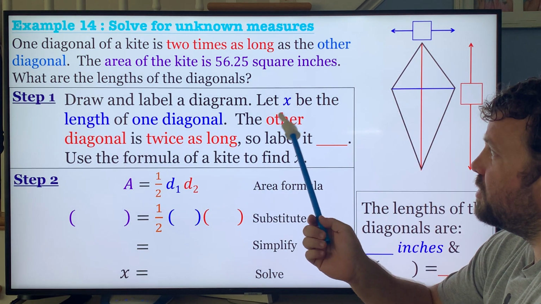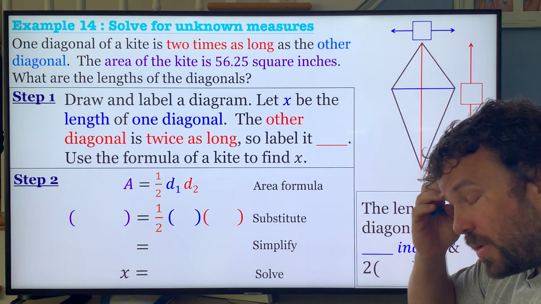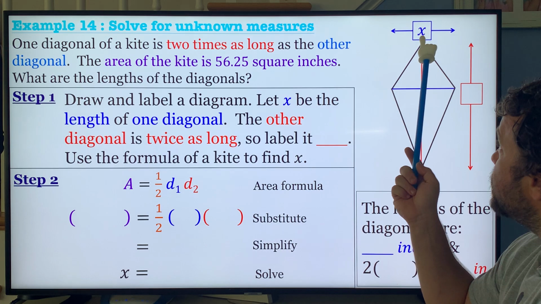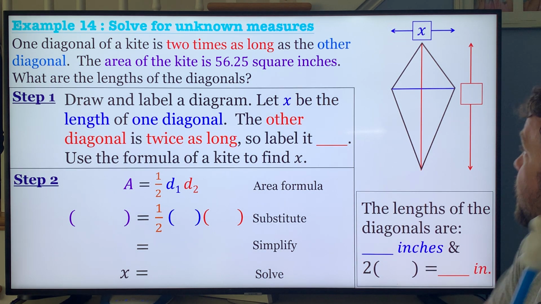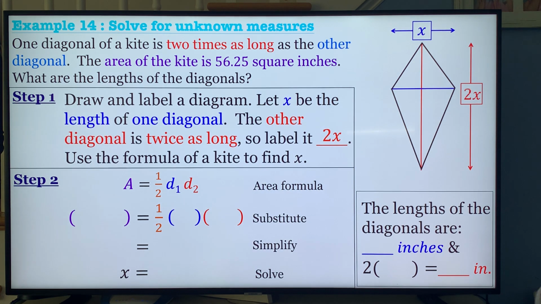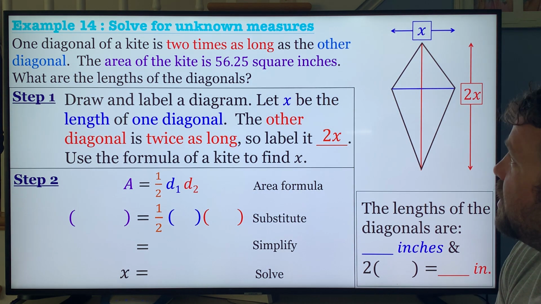So, one diagonal is 2 times as long as the other. So if x is the length of one diagonal, what's the diagonal that's twice as long going to be? So this one's x. This one's going to be twice as long, so it's 2x. Now we're going to use the formula to find x. Now what's our area?